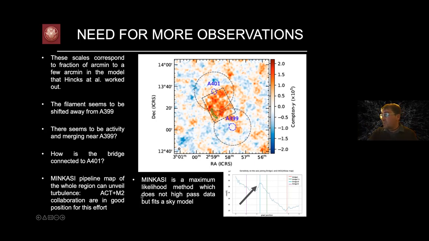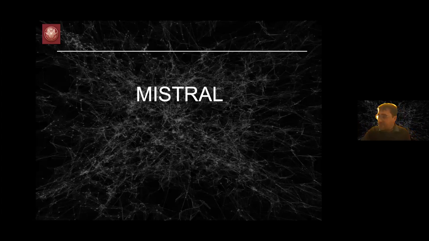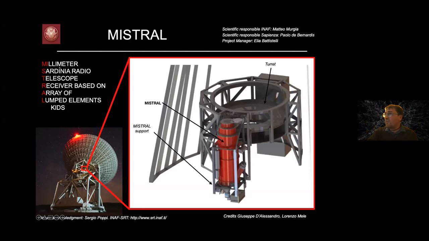Five minutes is perfect. Okay, so let me just tell you a little bit about MISTRAL. What is MISTRAL? MISTRAL is the acronym for MIllimeter Sardinia radio Telescope Receiver based on Arrays of Lumped elements KIDs. The Sardinia Radio Telescope is a 64-meter telescope based on the island of Sardinia, which is fit for up to 115 gigahertz measurements, so up to the millimetric. So INAF, the National Institute of Astrophysics in Italy, manages this telescope and opened a call for building a millimetric camera, a facility camera that could go at the focus of this telescope. So the key people are shown here.